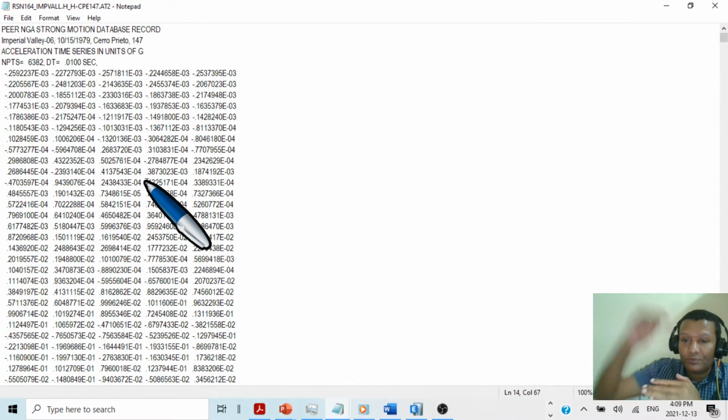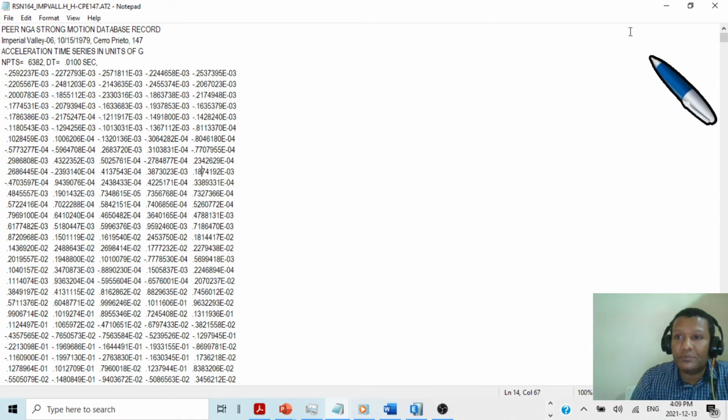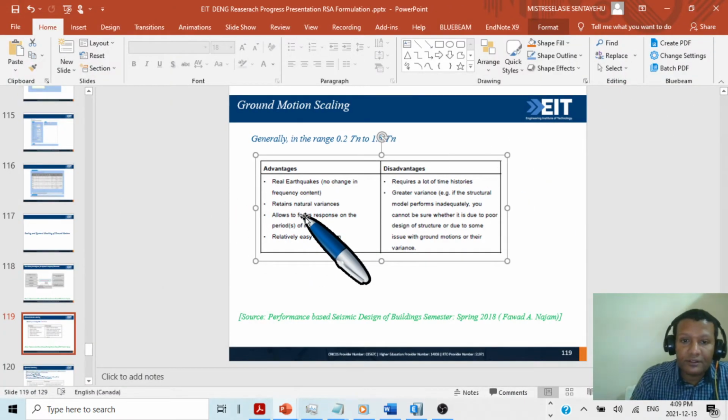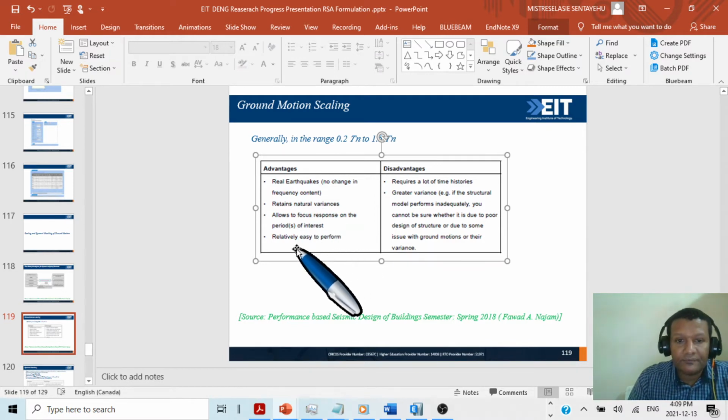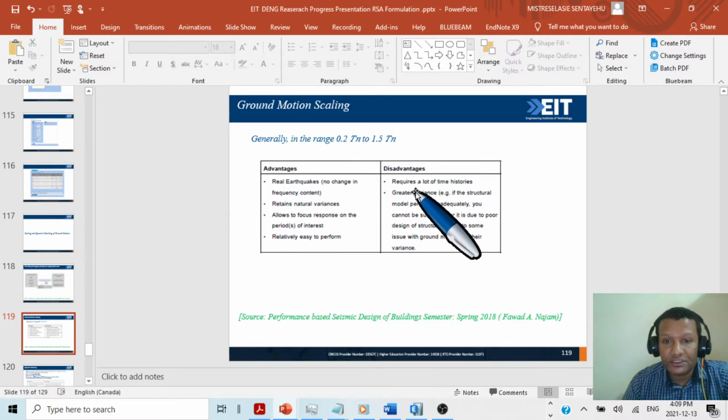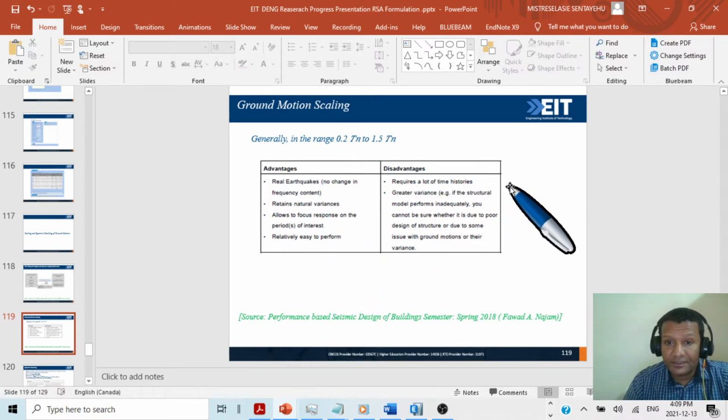We simply make it up or down. The amplitude, we are playing with the amplitude. So that's what it says. It retains natural variances and allows us to focus responses on the period of interest. It is relatively easy to perform. Disadvantage: it requires a lot of time histories, with greater variances.